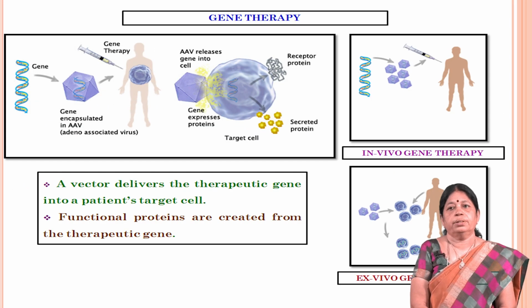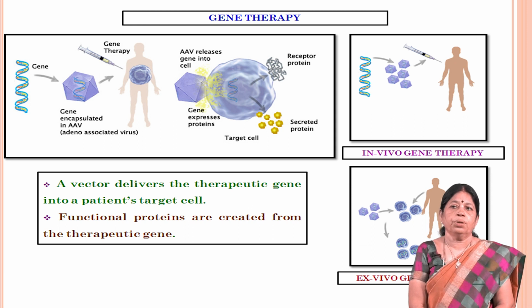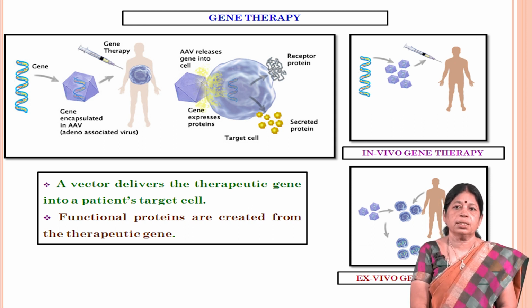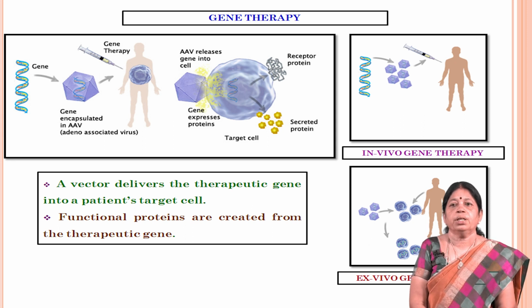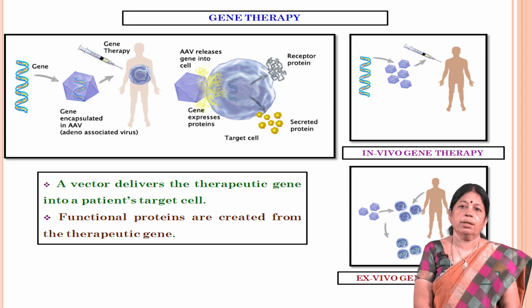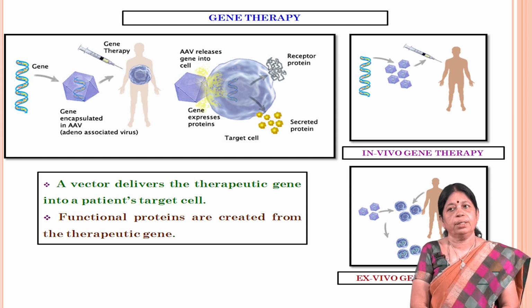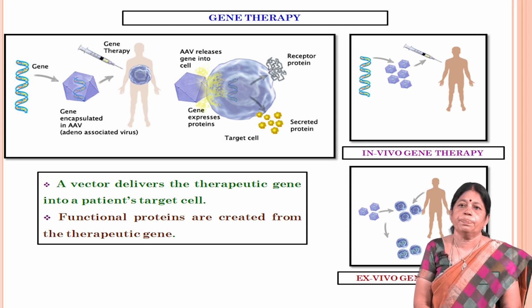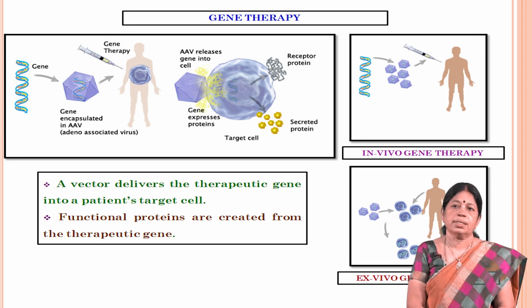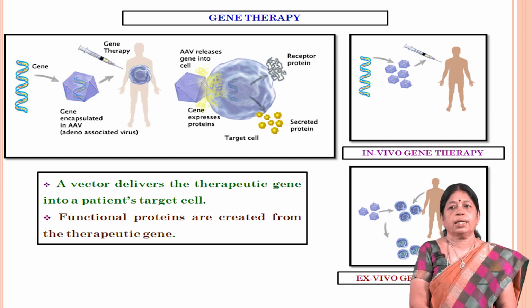Then gene therapy. Gene therapy is nothing but the treatment of a diseased or defective gene. If we know a particular gene is diseased or defective, we can take the gene, or we can manipulate the gene, or we can alter the gene. So this is called gene therapy. Gene therapy can be done in various stages: prenatal, postnatal, antenatal stages. A vector delivers the therapeutic gene into a patient's target cell.